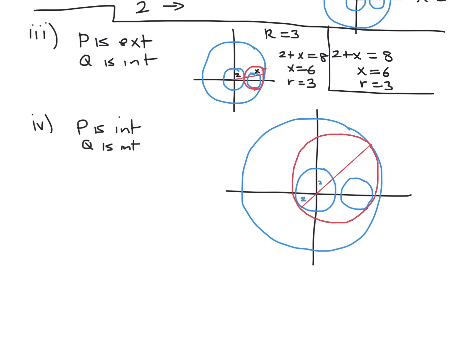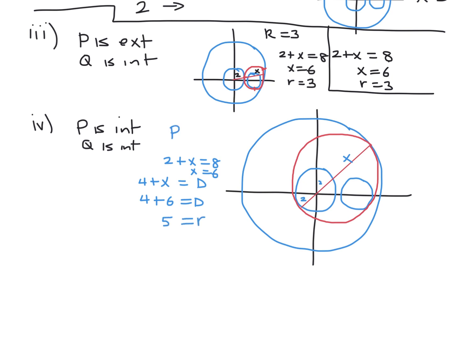This is 2, this is 2, this is x. So we know that 4 plus x is the diameter, but we also know that 2 plus x is equivalent to 8, so x is 6. So 4 plus 6 is the diameter. That means the diameter is 10. So therefore the radius of that guy is 5.